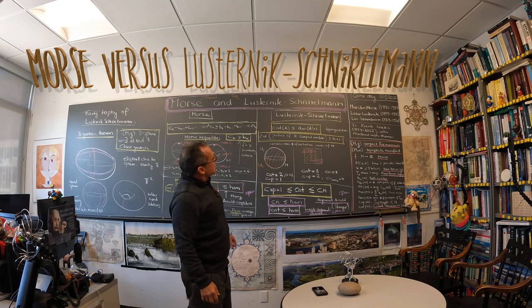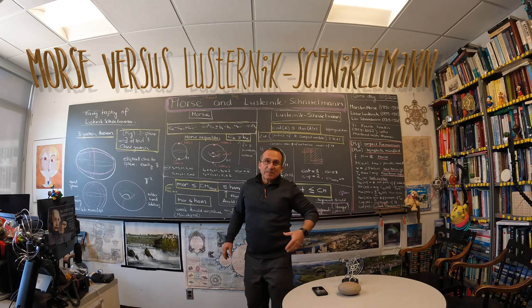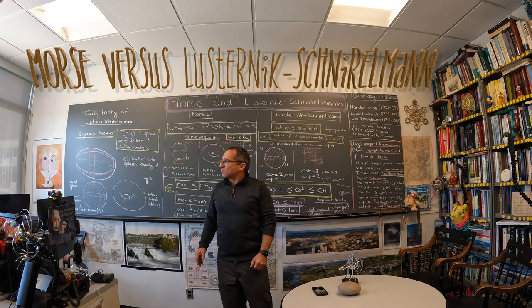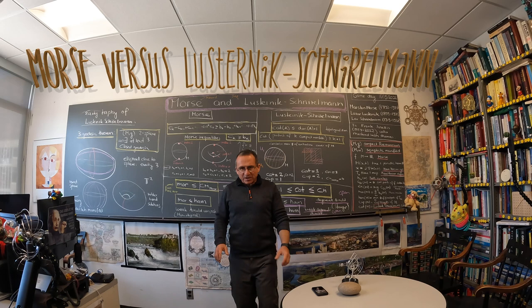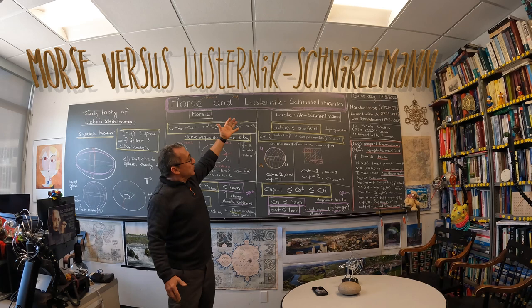So Morse's theory also started with problems in mechanics. Morse was very interested in practical problems. He was even fighting in the First World War, and he was also working on war projects. So a very down-to-earth mathematician, very creative. Is Morse's theory stronger than Lusternik-Schnirelmann theory, which is a more topological version?